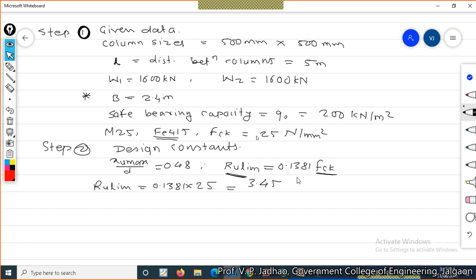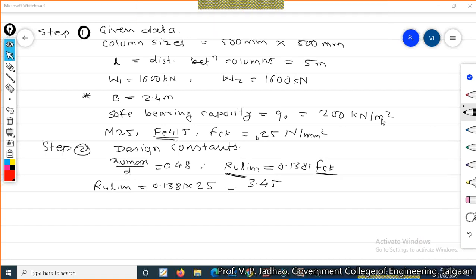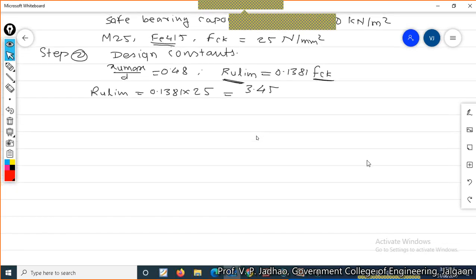So we get 3.45 value of RU limiting. Okay, up to this, is there any problem? Whatever I am writing, is it visible to you? Okay, so it is visible. Now we'll go to the next step.